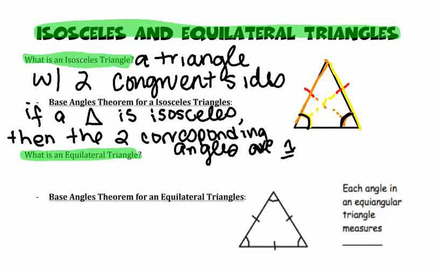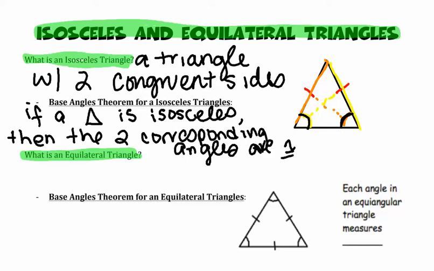Now that doesn't mean that the sides equal the angles, because remember, sides are measured in units and angles are measured in degrees. But that just tells me that these two sides are congruent, and these two angles are also congruent. Okay, so two congruent relationships.